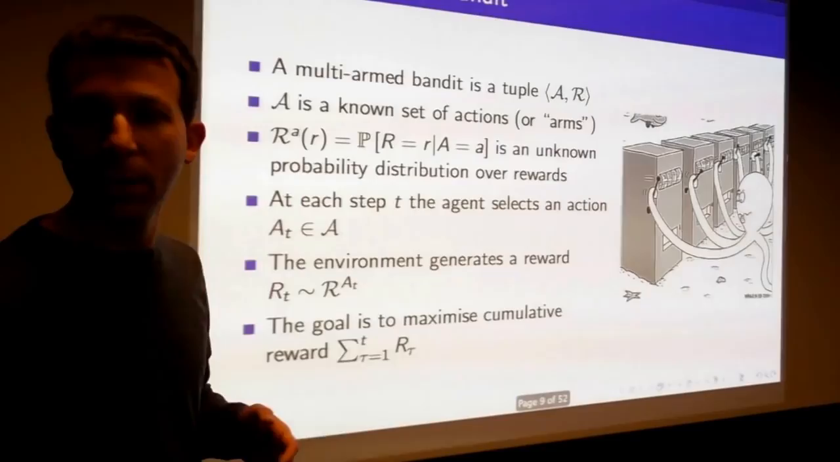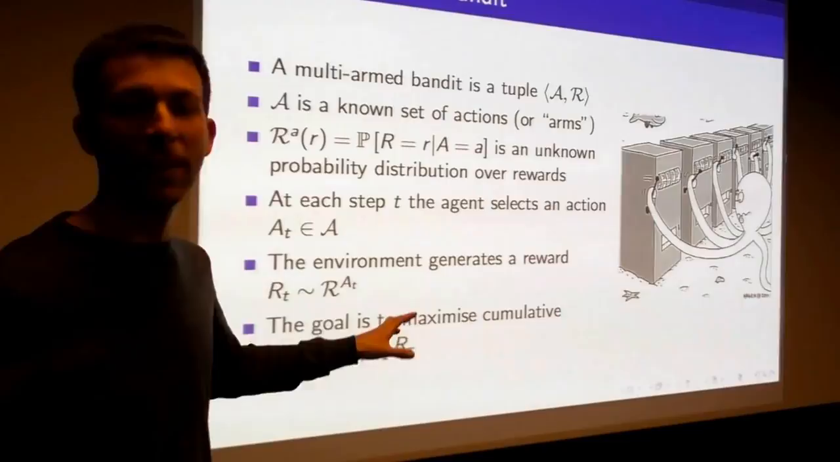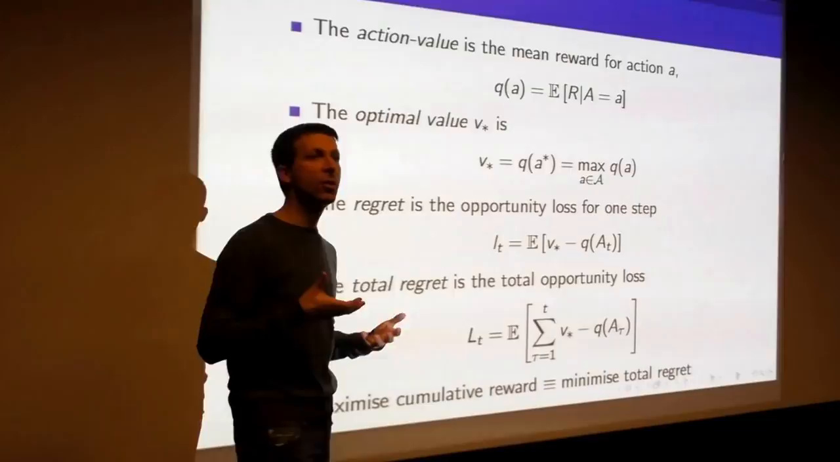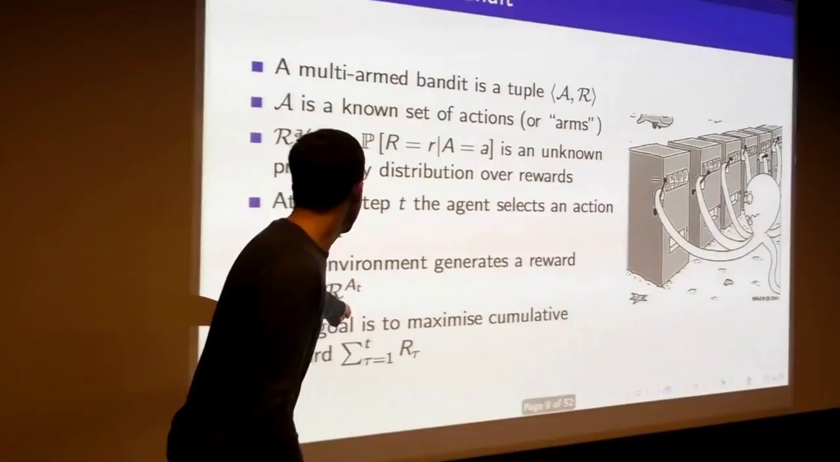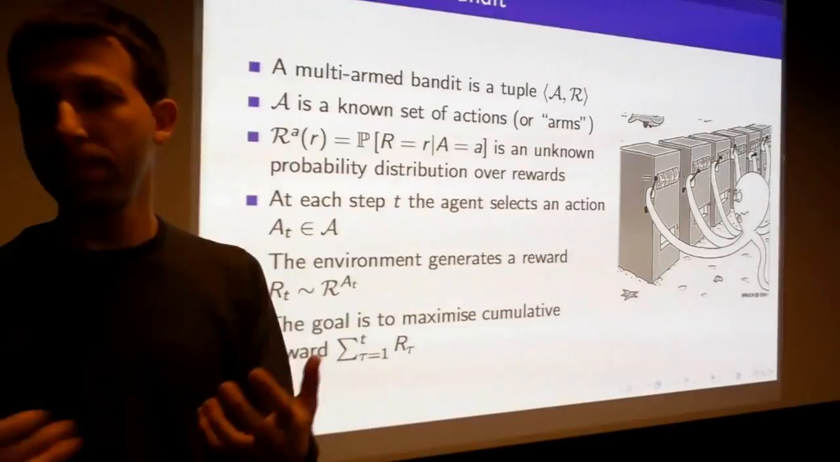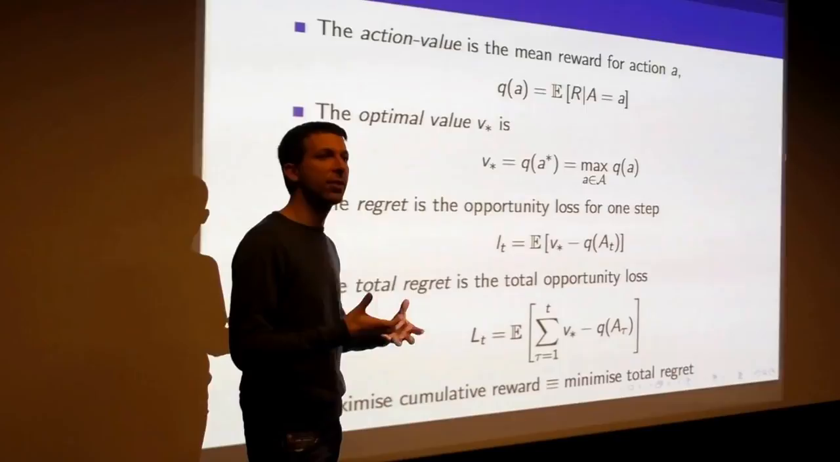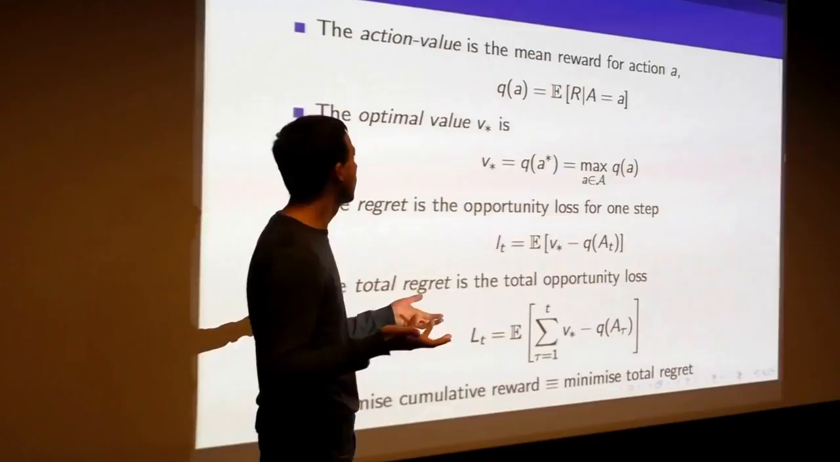So are people clear about the setup, first of all? It should be fairly straightforward. Now we're going to try and understand what it means to do well in this domain. We've got this criterion where we want to maximize the cumulative reward, but we're going to flip it around to talk about opportunity loss, known as regret, rather than the amount of reward we've got: how much worse have we done than the best we could possibly have done. That's what we call regret.